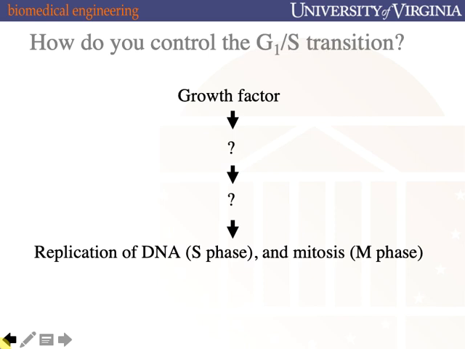We're going to pick up exactly where we left off the last time, with the goal of filling in the gaps between growth factor signaling, activation of growth factor receptors on the outside of the cell, leading to the G1 to S transition, and then ultimately today also to the progression through M phase.